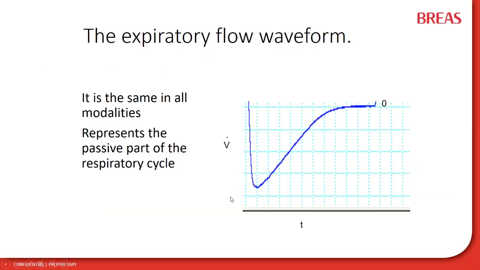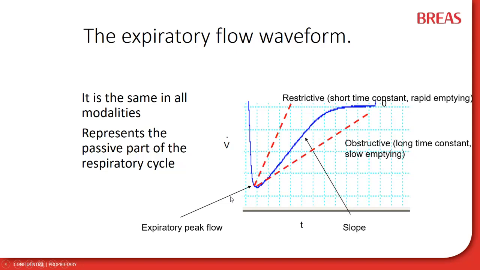And we finish with the expiratory flow waveform. I could say that it's a sort of mirror of the inspiratory flow waveform. The expiratory flow waveform presents an early expiratory peak flow at the beginning of the expiratory phase and an increasing slope that is longer in obstructive patients.